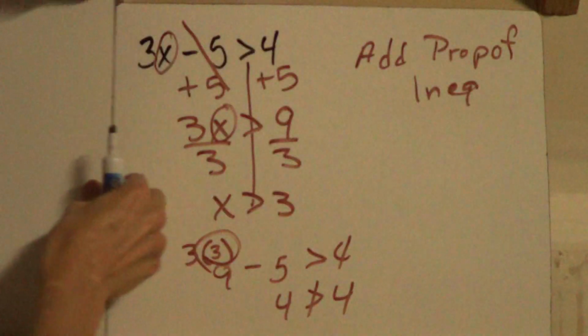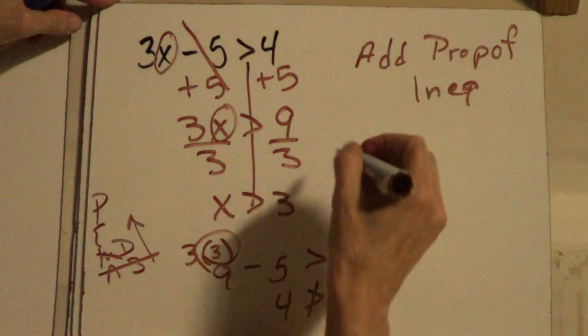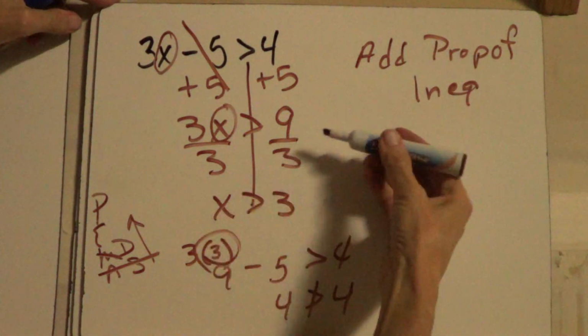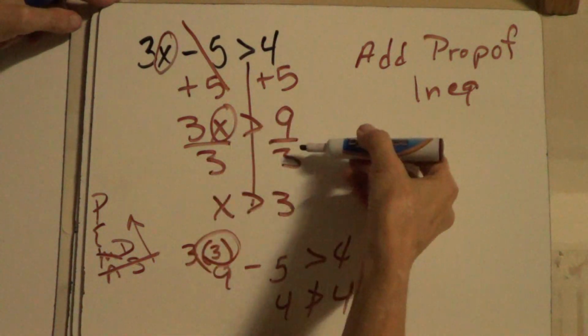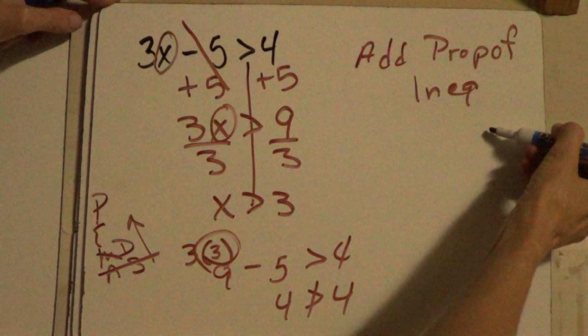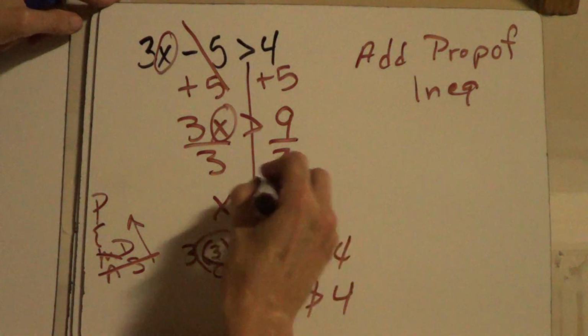Whoops, we forgot to justify those. So that was addition property of inequality. This one, look at what you did on each side of the equation. You should write division property of inequality, and then circle your answer.